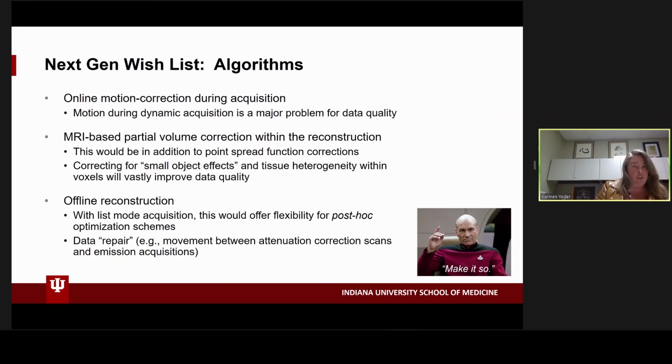Offline reconstruction would be really helpful. We like to optimize our protocols, sometimes post hoc, to make sure that we've got the best data quality possible. And it also will help us with some data repair too.